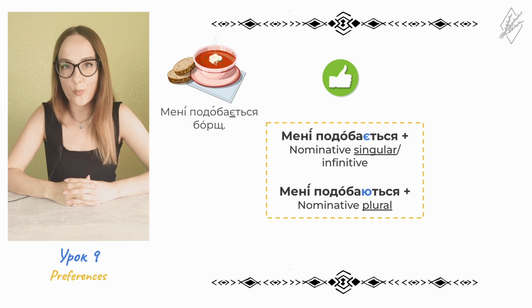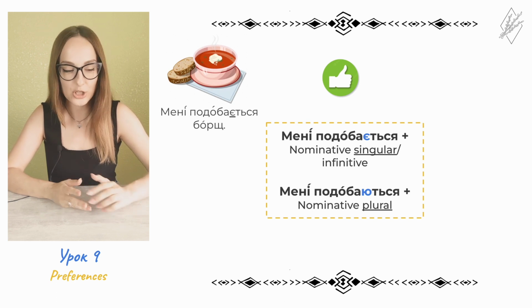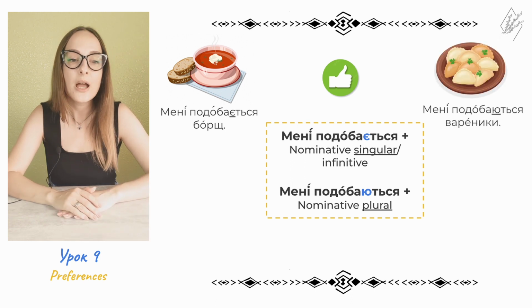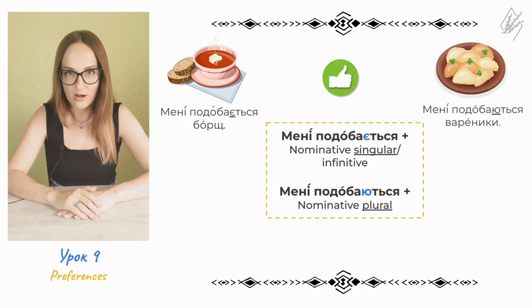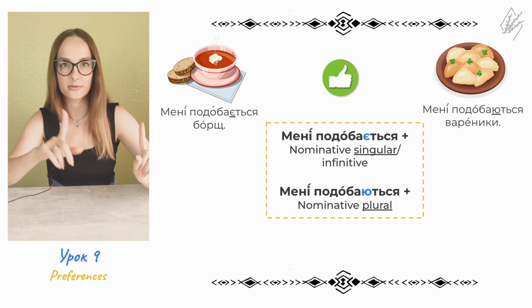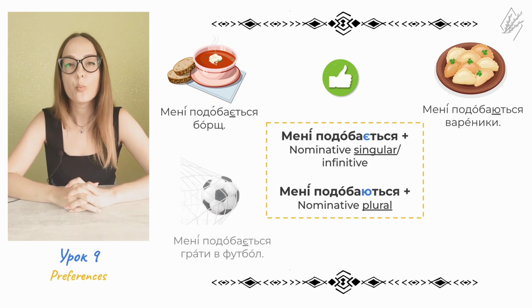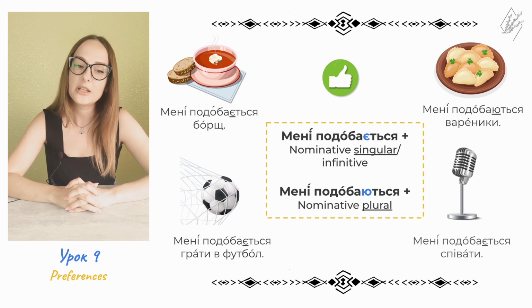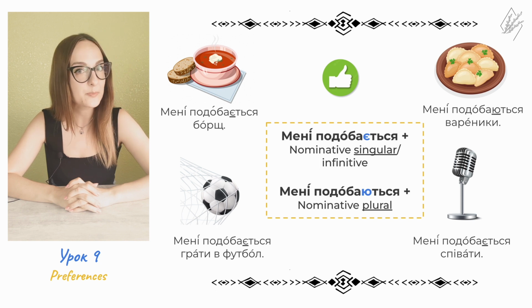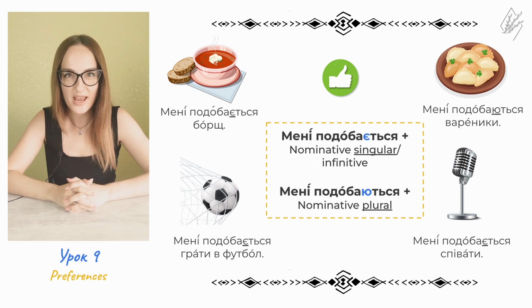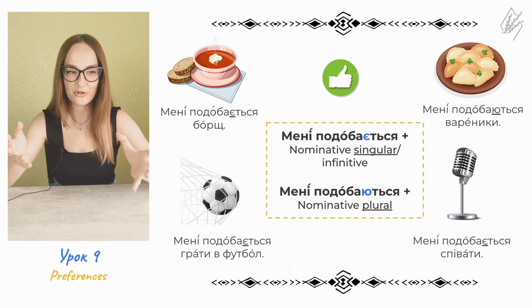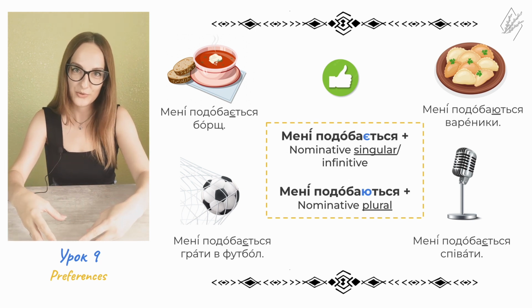Мені подобається борщ. Мені подобаються вареники. The first example, singular, second, plural. And two other examples are with verbs. Мені подобається грати в футбол. І мені подобається співати.